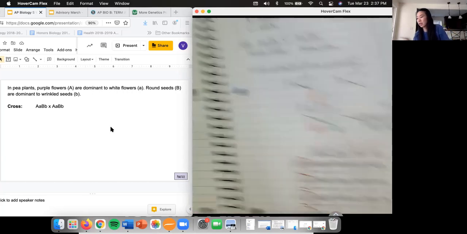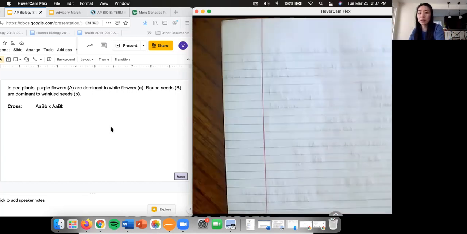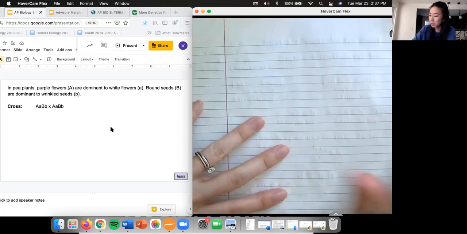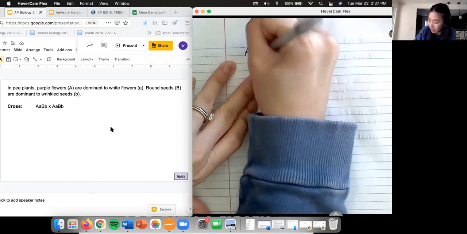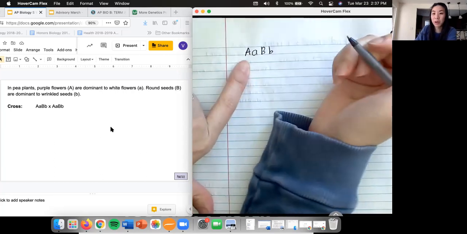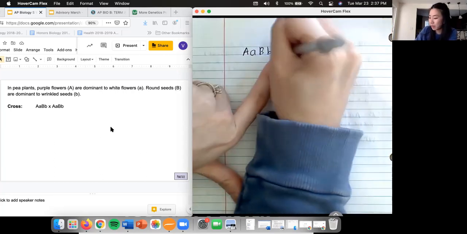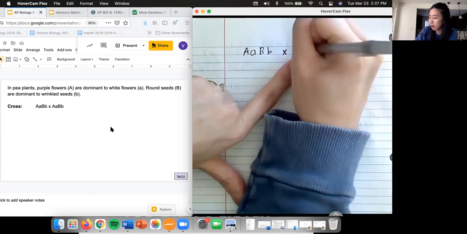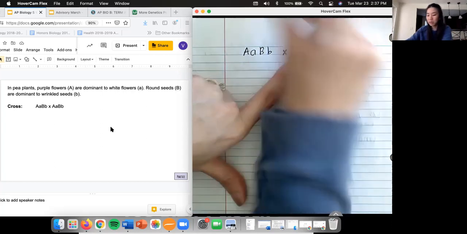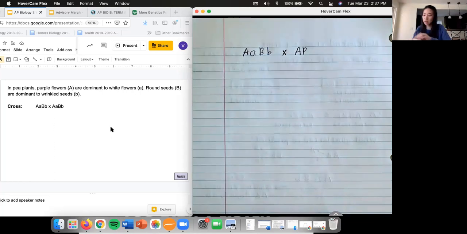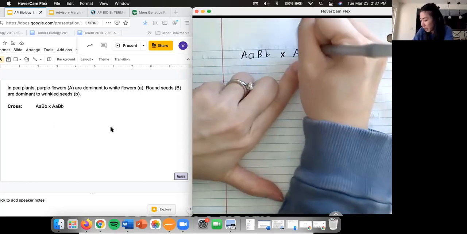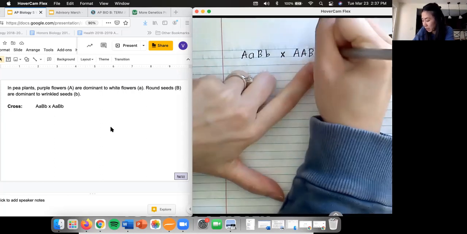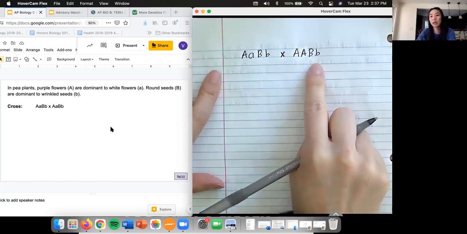Now let's say I do a simpler version. Okay, so let's say one parent is heterozygous. Okay, so same as what we did before. And the second parent, let's say they are big A, big A, big B, lowercase b. Okay, so now this is my cross.